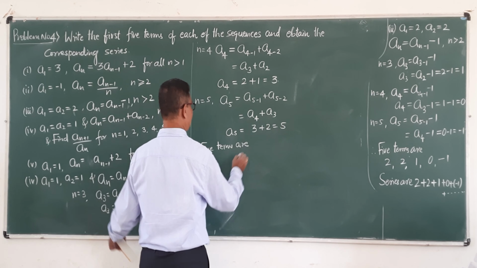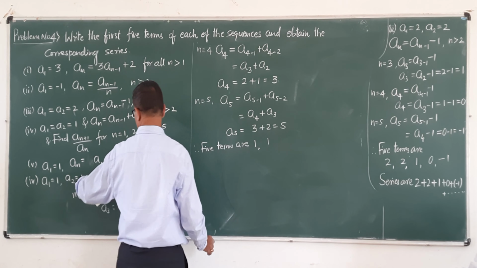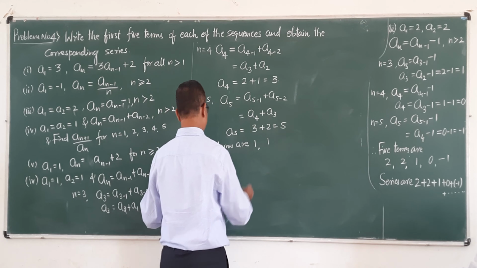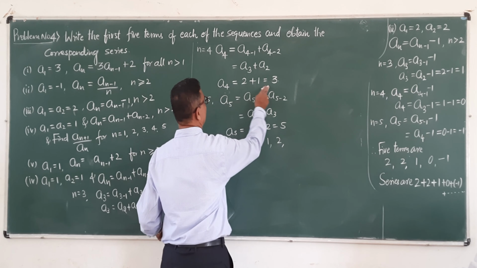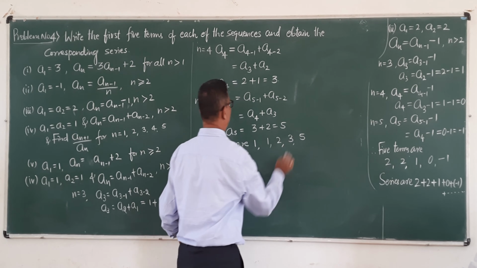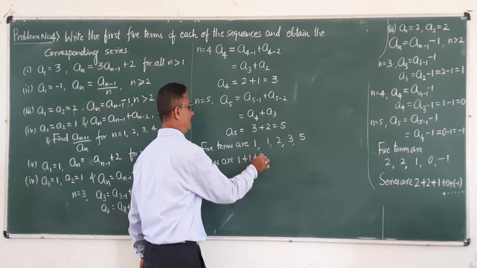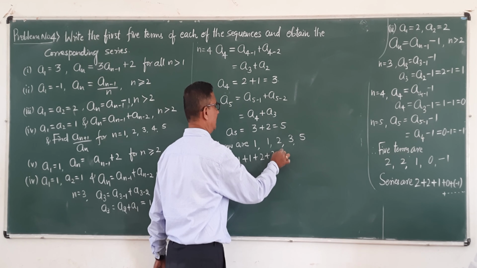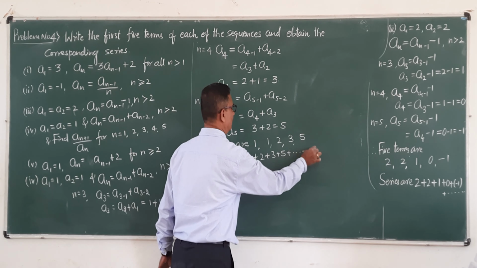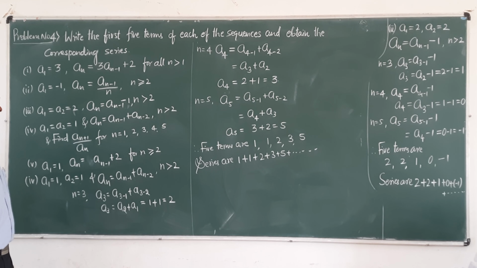First term a1 is 1. Second term is also 1. Third term a3 value is 2. Fourth term a4 value is 3. Fifth term a5 value is 5. Its corresponding series is 1 plus 1 plus 2 plus 3 plus 5 and so on. Also find a(n plus 1) divided by a(n).